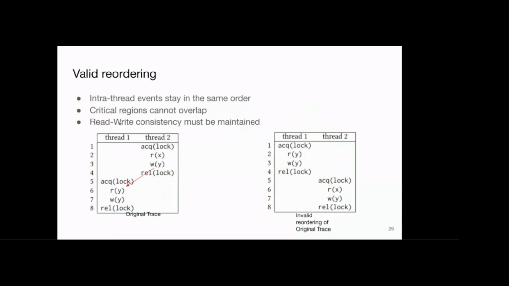And finally, the read-write consistency has to be maintained. What that means is for any read event, the immediately preceding write event to that variable has to stay the same. Here the read event on line 6 reads from the write event on line 3. In this reordering, you can see that the write event comes after the read event, so this would be another invalid reordering for the third reason. The reason this has to be maintained is so that control flow is maintained, since the events after this read event might be dependent on the value being read. So we want to make sure that all the values that are read stay the same.